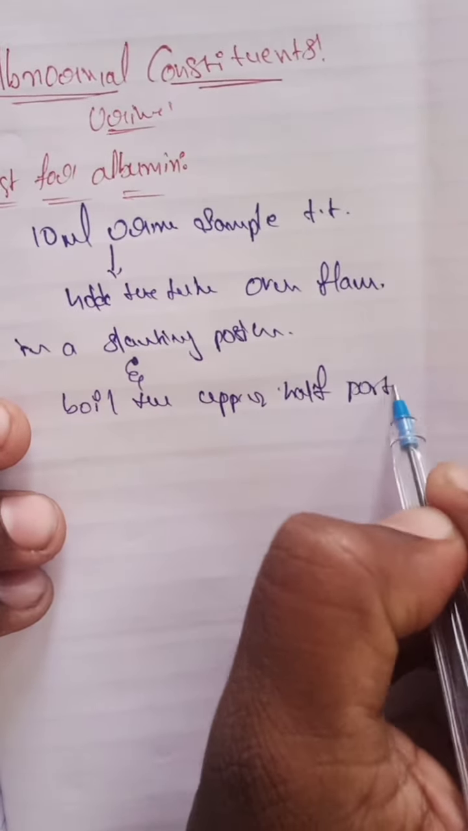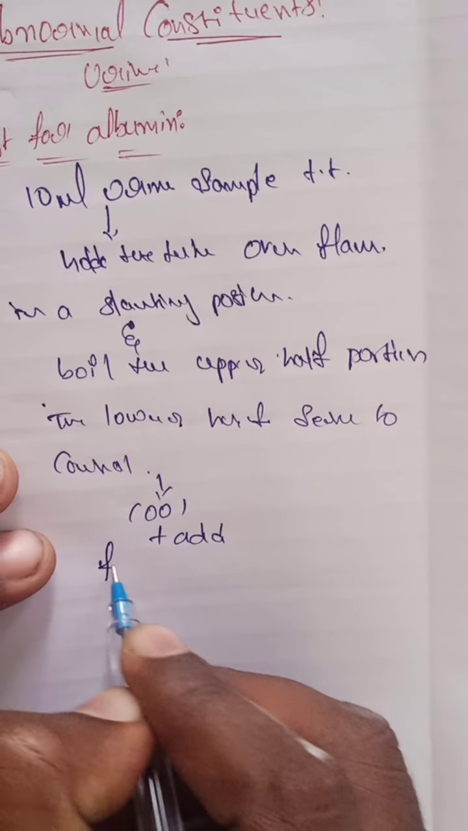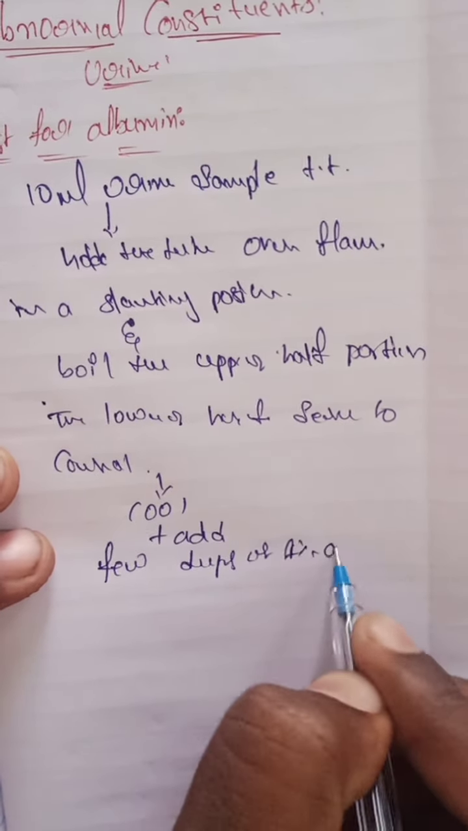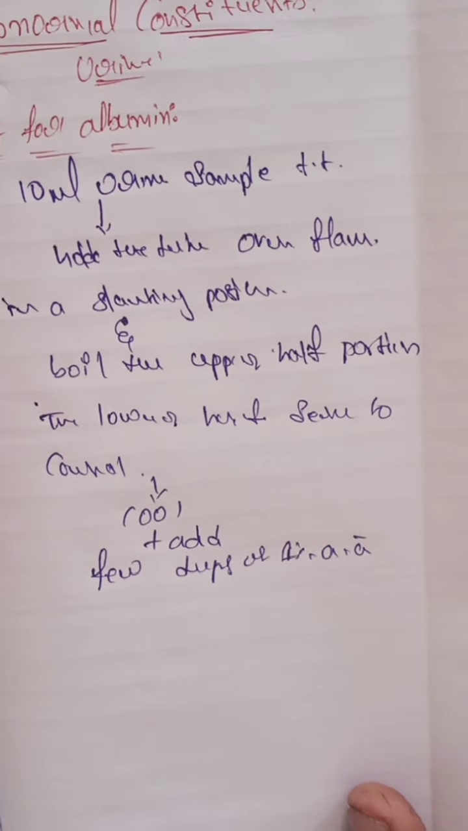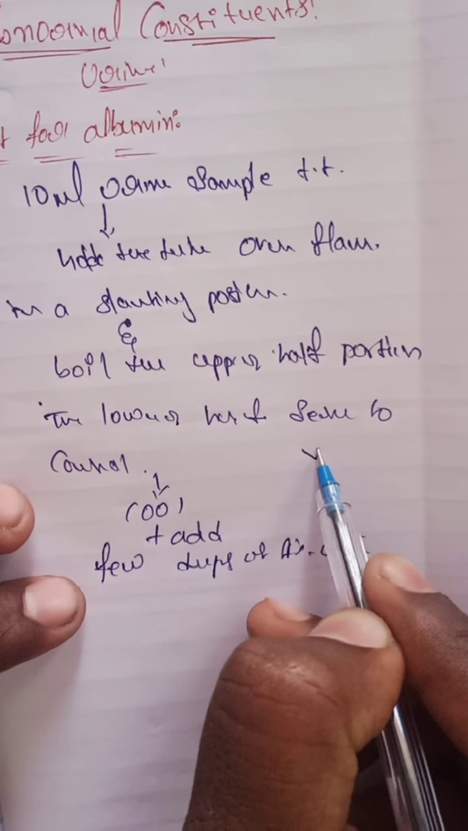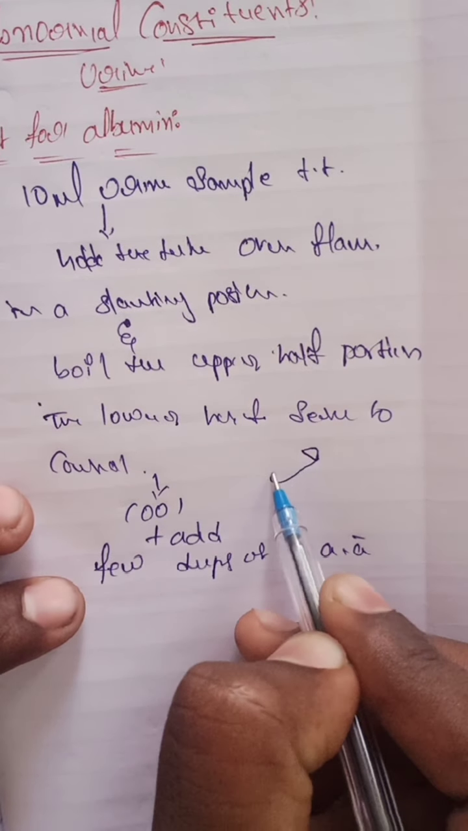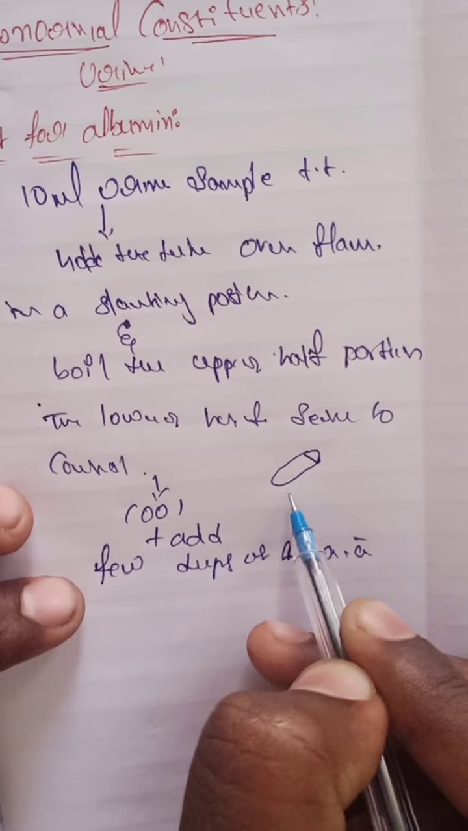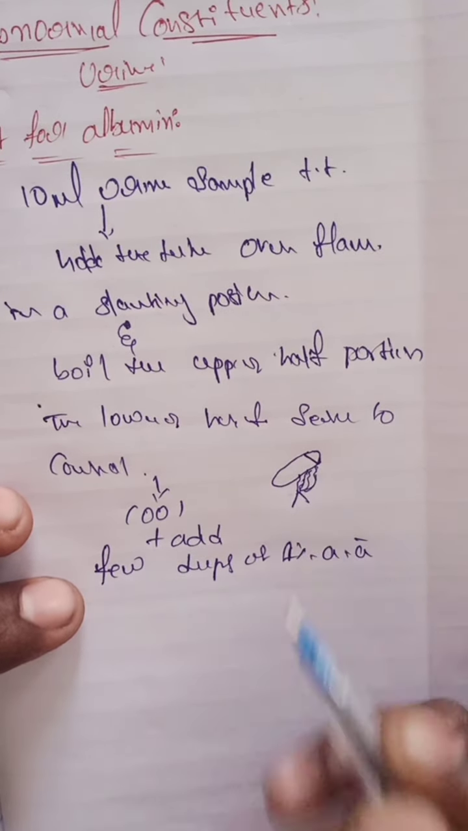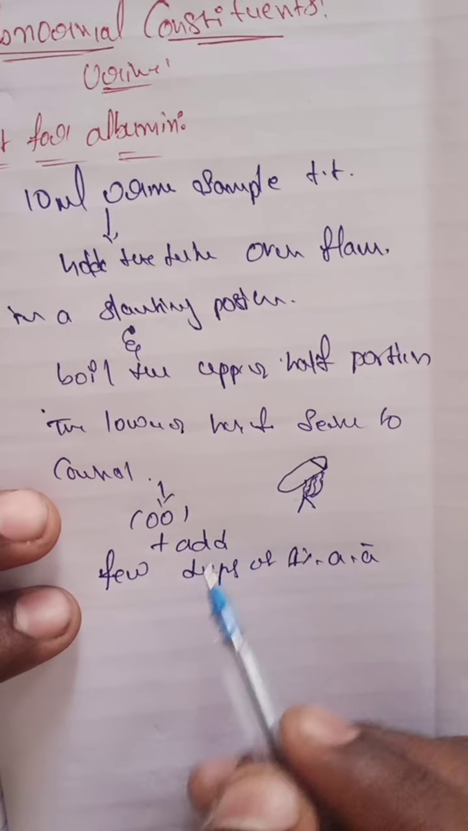Then after cooling the solution, add a few drops of 1% acetic acid. For example, this is a test tube in a slanting position, and the flame is applied only to the upper part.